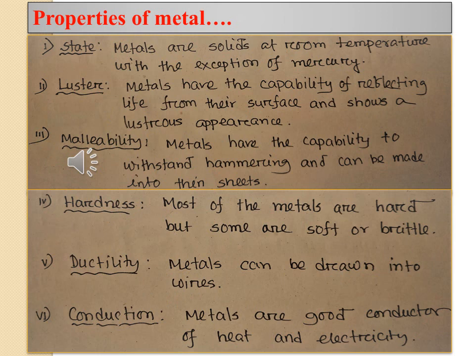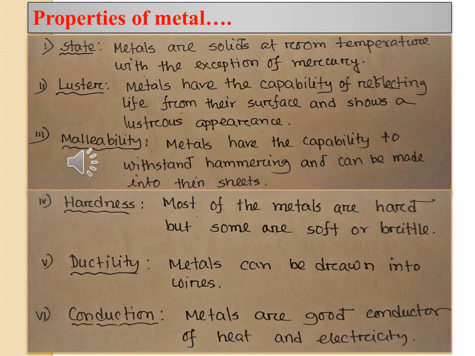Now the properties of metal. The first point is state. Metals are solid at room temperature with the exception of mercury. We know very well the state of mercury is liquid. Now the second point is luster. Metals have the capability of reflecting light from their surface and that's why they show a lustrous appearance.